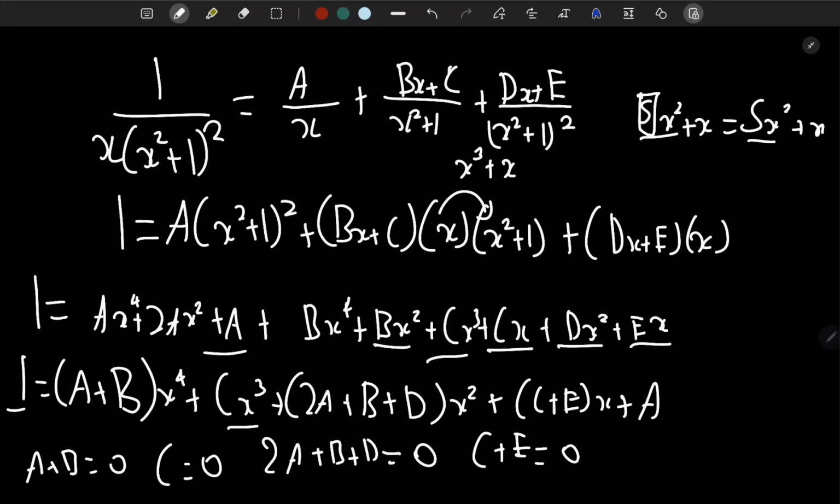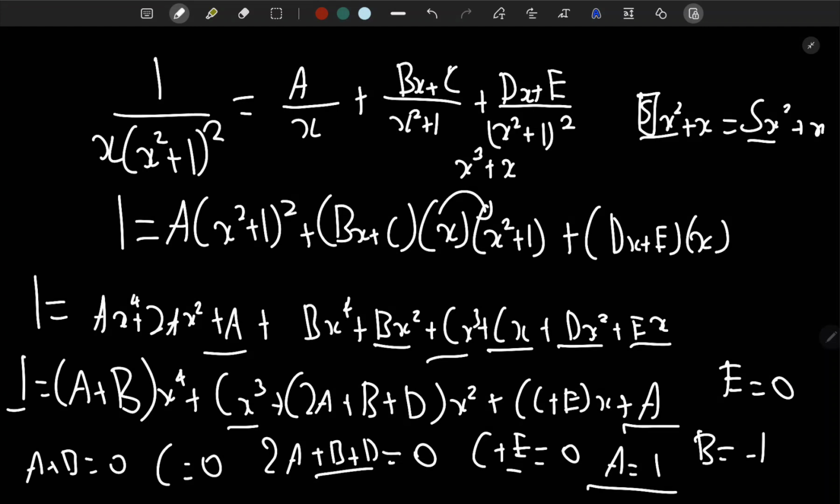And we do have a 1, and we do have a constant on the right hand side, so a here is equal to 1. And now we can very easily solve for the unknowns. So a plus b is equal to 0, and we know that a is equal to 1, so b is also equal to minus 1, c is 0, and e is also going to be 0 since c is 0, so e is also equal to 0.